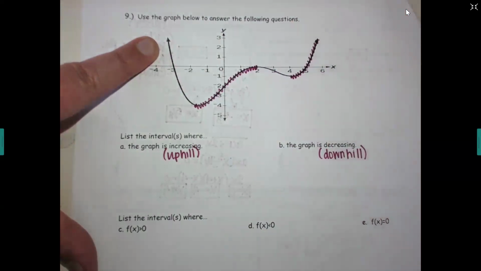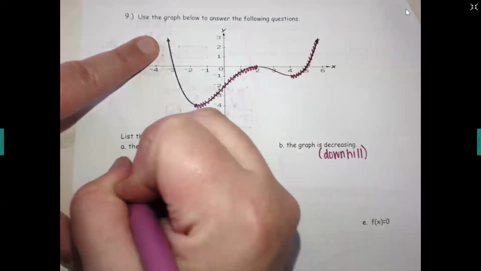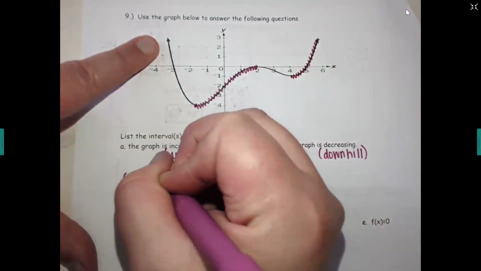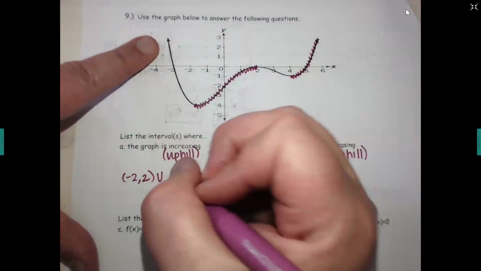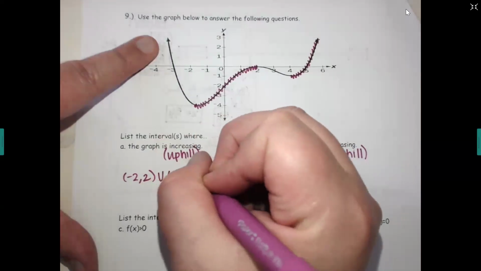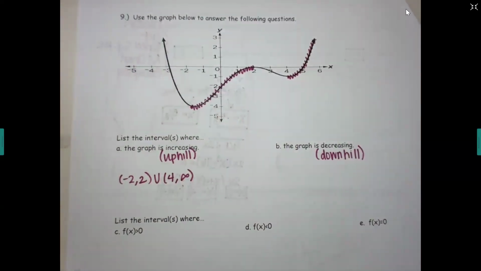So my uphill or increasing sections are -2 to 2, union, which is the little U symbol, and then 4 to infinity. Okay, but remember, for uphill, downhill, you have to be traveling forward to tell if you're going up or down.